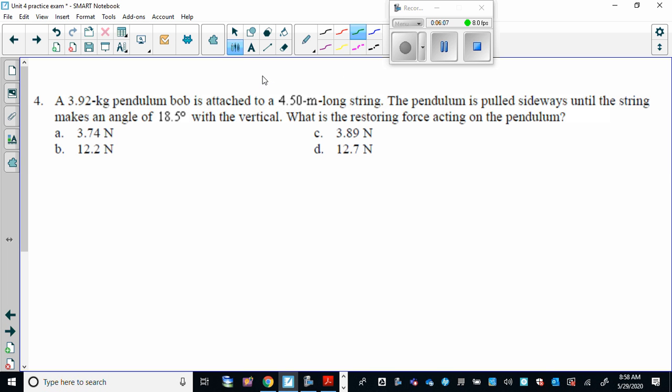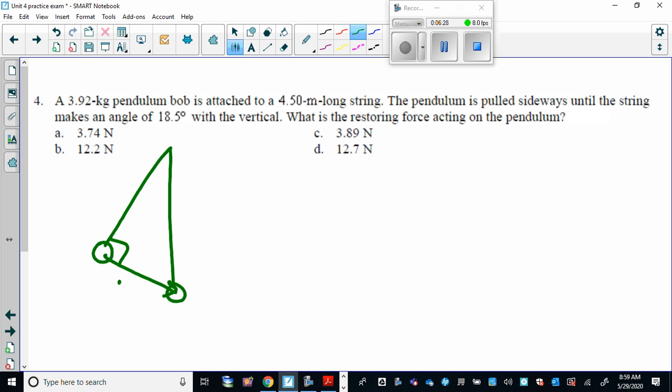Moving on, number 4, a pendulum. A 3.92 kilogram pendulum bob is attached to a 4.5 meter long string. The pendulum is pulled sideways until the string makes an angle of 18 degrees with a vertical. What is the restoring force? Classic pendulum question.